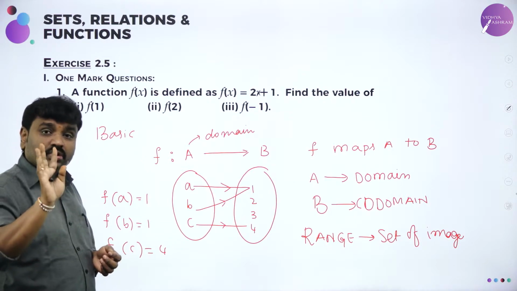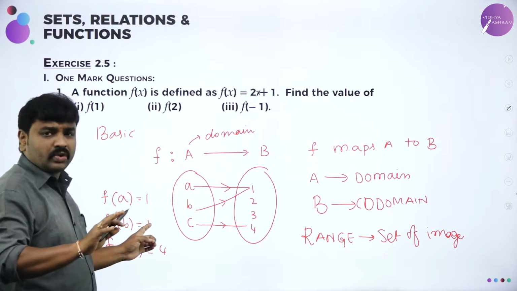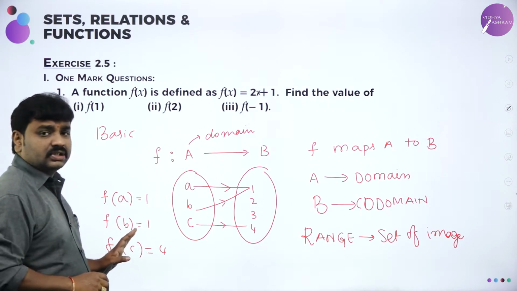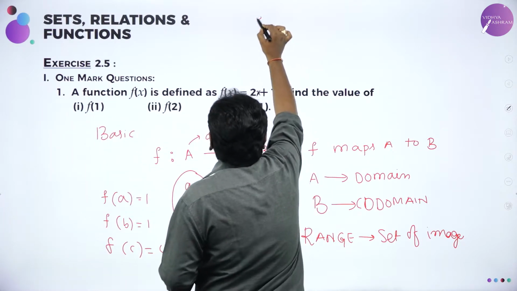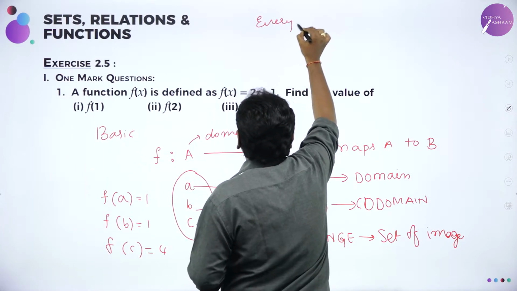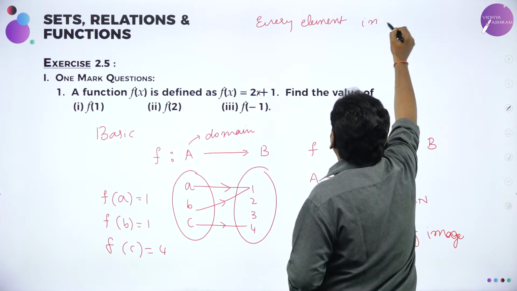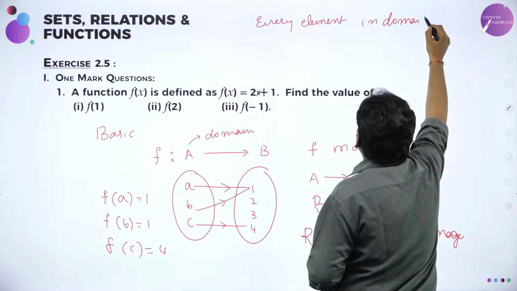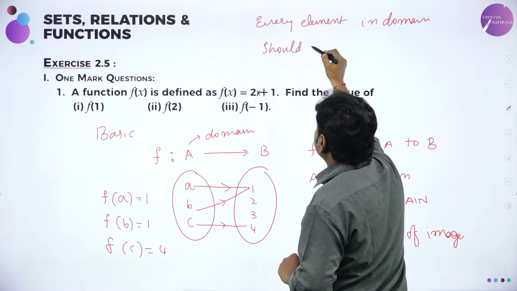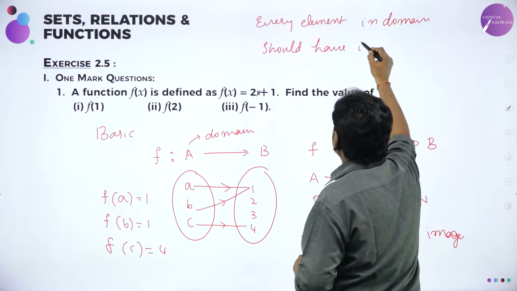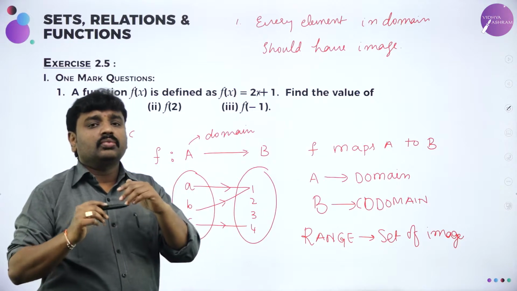And one element should have only one image. Image of A is 1. Image of B is also 1. But it has only one image. So write down, every element in domain should have image. This is the first rule. Every element in domain means what? First set. Every element in domain should have image. Strictly should have what? Image. This is the first thing. And second important thing is, one element should not have more than one image.